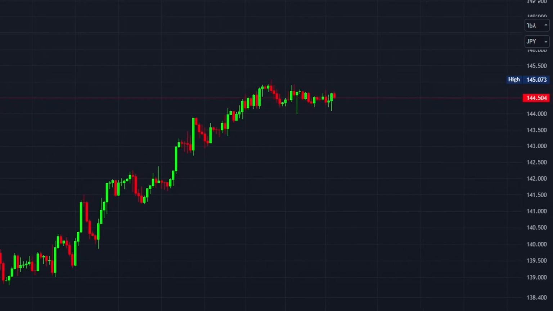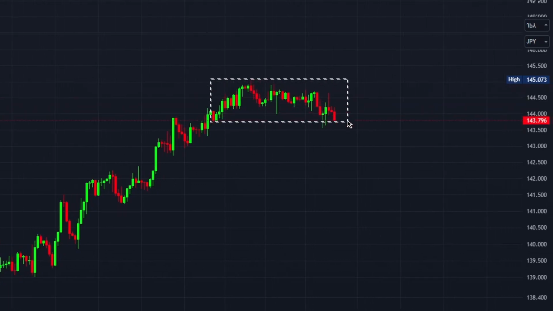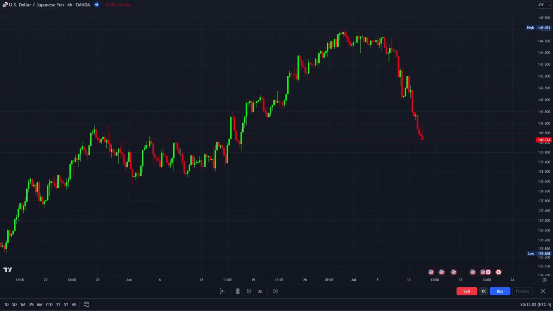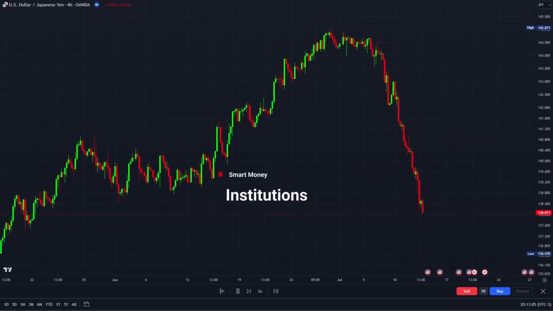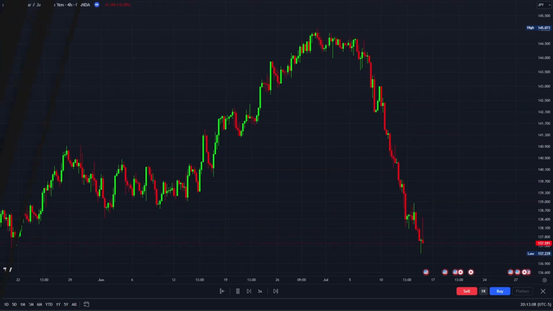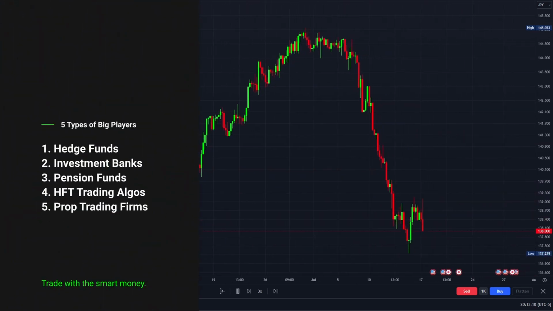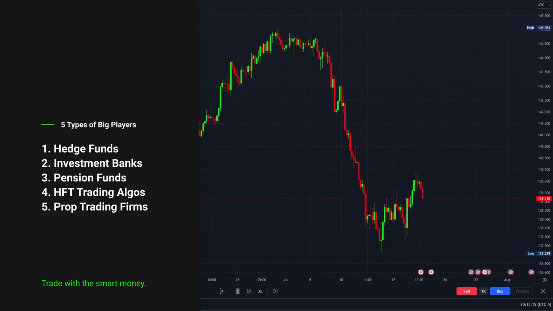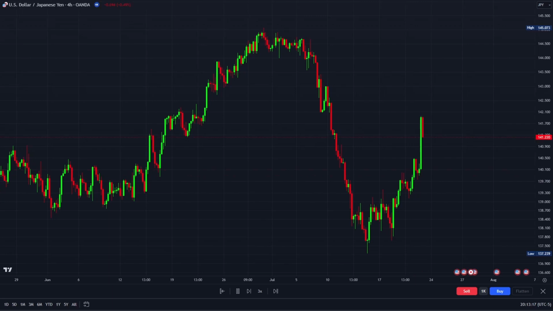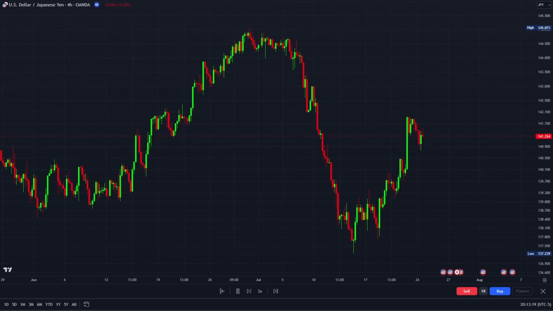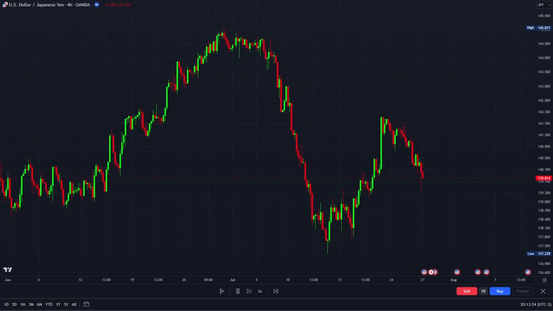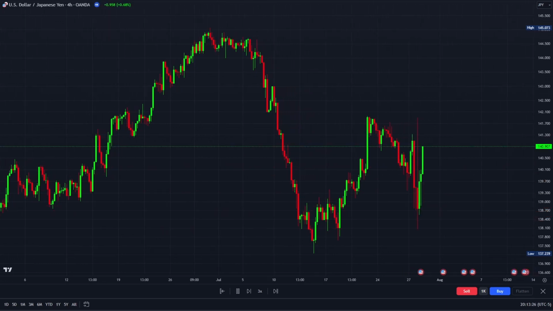Because these are the players that have the power to move the market with their large buy and sell orders and aggressive market behavior. But who is this smart money? Institutions. In general, we identify 5 types of institutional players. These are the hedge funds, investment banks, pension funds, high-frequency trading algos, and prop trading firms. By following this strategy we're about to discuss, you'll see how it captures the essence of market psychology, indicating potential reversals and continuations, ensuring you're trading with the smart money and not against them.